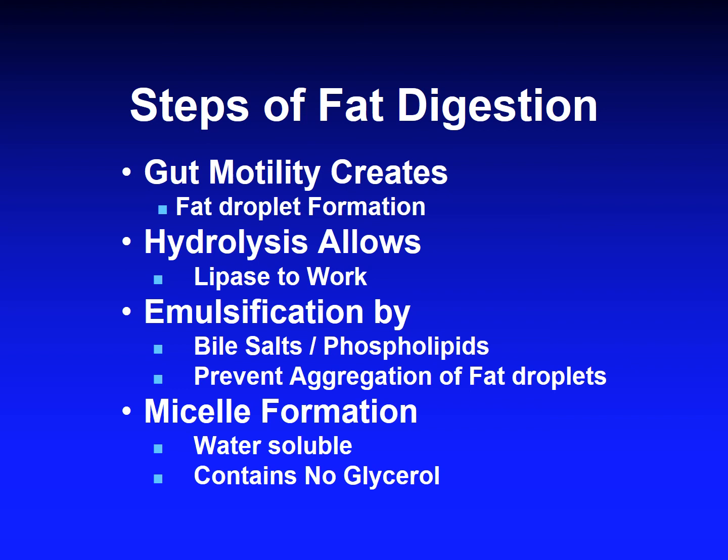First, I want you to remember that gut motility also participates in fat digestion. It forms fat droplets. After that, hydrolysis takes place. Lipase starts to work, and then emulsification, adding an electric charge by bile salts and phospholipids, and then the end stage is micelle formation. So let's see how these things work.